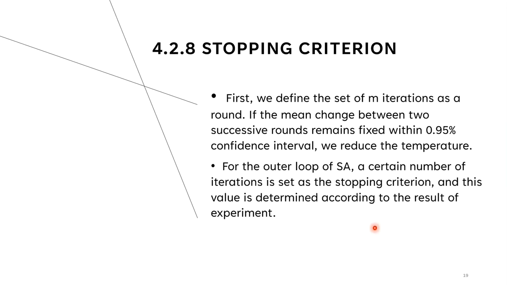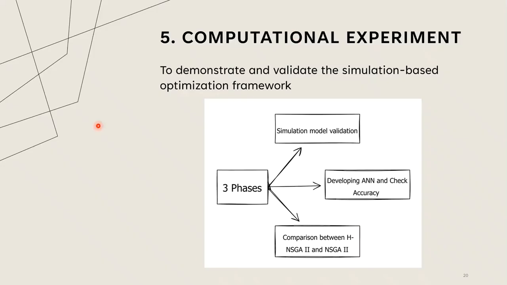To limit the number of replications of both NSGA2 and SA algorithm, some convergence experiments are performed, and the best criterion is applied as follows. First, we define the set of M iterations as a RAL. And then the outer loop of the SA, with a certain number of iterations, is set as the stopping criterion. And then my friend will present the next part.